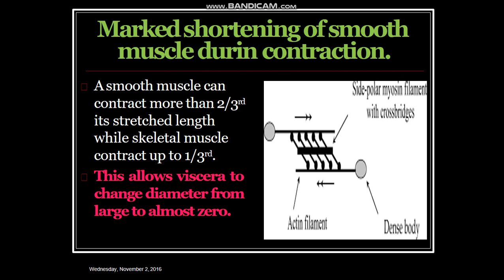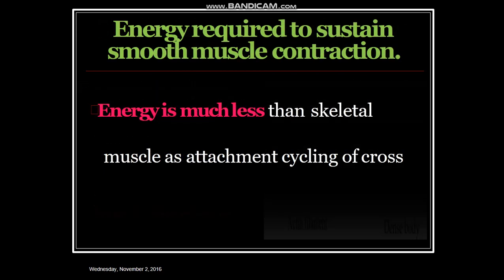This allows viscera to change diameter from large to almost zero. देखें, इसी की वजह से उनके डायमीटर बहुत ज़्यादा बढ़ सकते हैं और फिर कम भी. This is also known as compliance. ये कंप्लायंस भी है. फिर इसको नोट कीजिएगा कि marked shortening of smooth muscle during contraction. कॉन्ट्रैक्शन में स्मूथ मसल की शॉर्टनिंग हो जाती है.